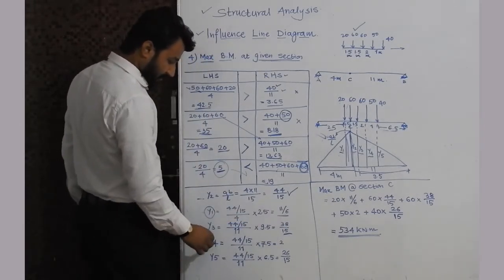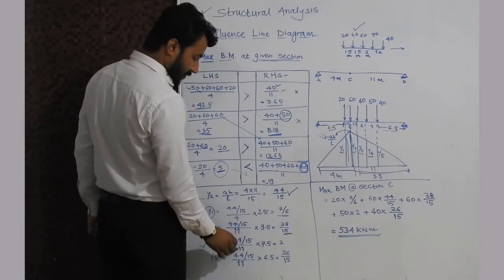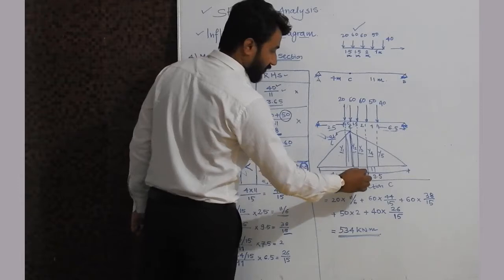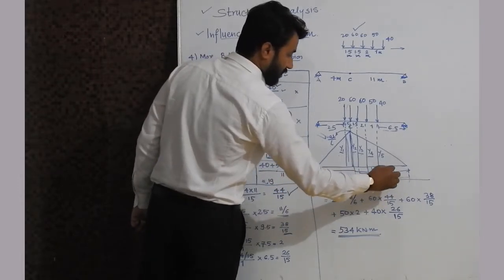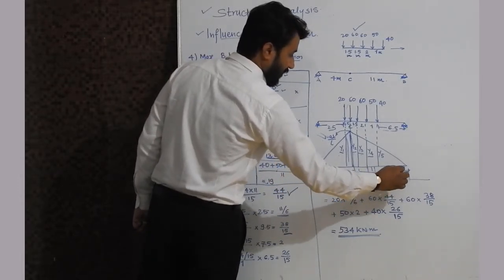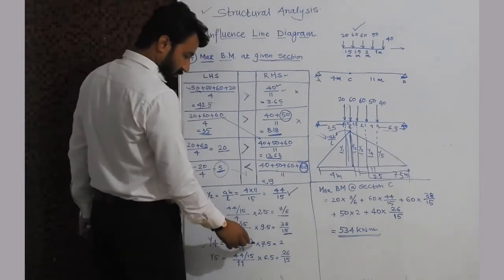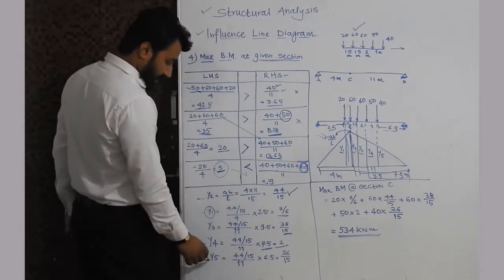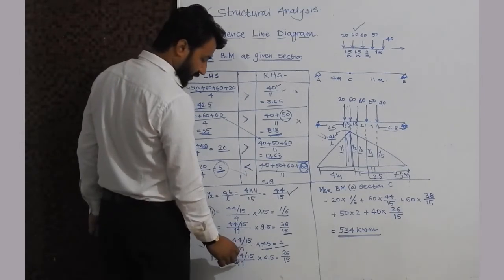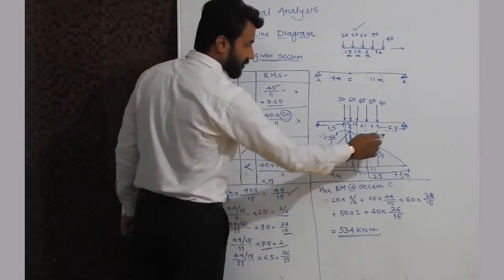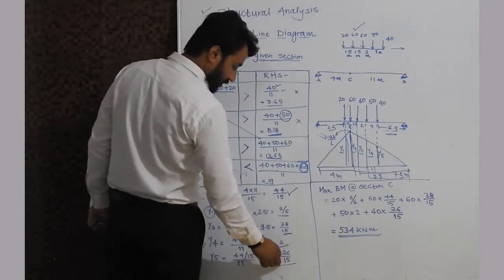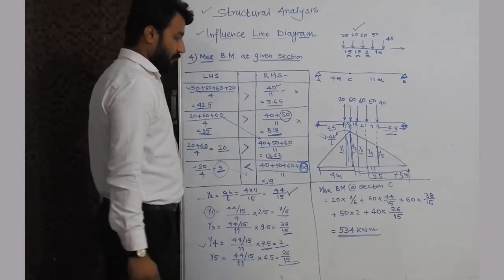Then we will calculate Y4. 44/15 divided by 11, into 7.5. This Y4 is situated at a distance of 7.5 meter from B. So we are getting the value as 2, and then Y5 is 44/15 divided by 11, into 6.5. This distance is 6.5 at this Y5. So we are getting this value as 26/15.